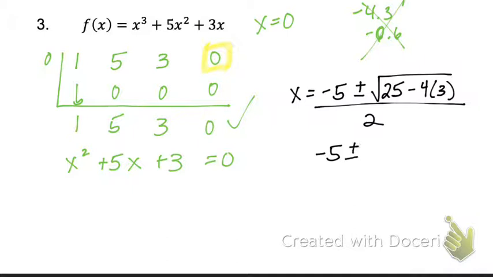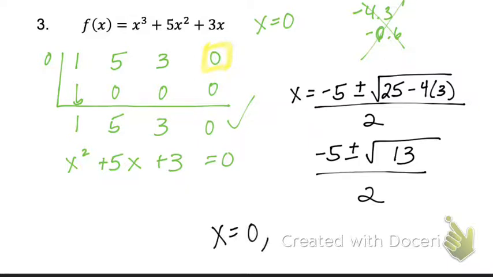So negative 5 plus or minus, what is 25 minus 12? 13. Can I do anything to that? Nah. So I just leave it. There's nothing else I can simplify. That wasn't bad. If you want to check your answer, you should get negative 4.3 and negative 0.6. So my final answer would be x equals 0 and then negative 5 plus or minus the square root of 13 over 2.